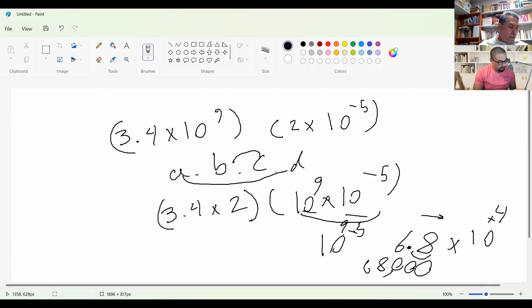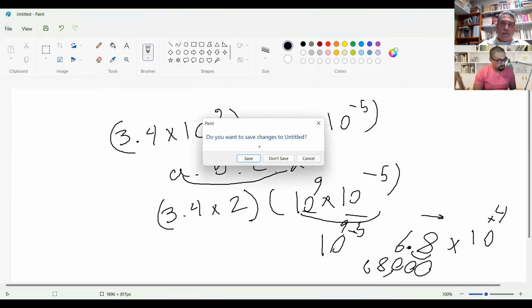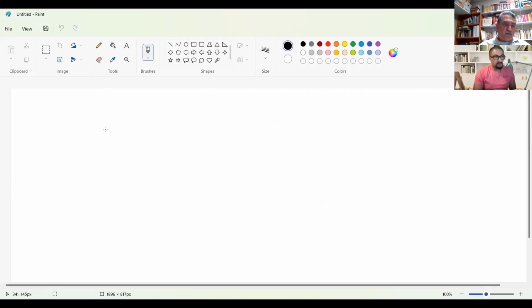Let's do one example of division. So we've done as much as we can with the tablet. Example 7, we have 8.4 times 10 to the power of minus 7 divided by 4 times 10 to the power of minus 4.